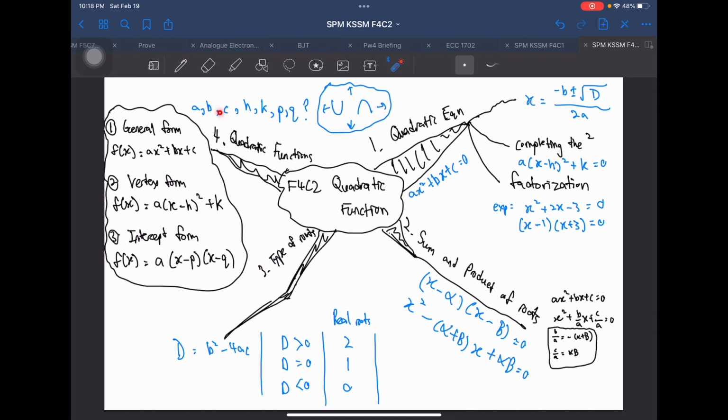And if b is positive, you move the graph to the right. If it is negative, you move the graph to the left. And c and k here are the vertical shift in this case. If c and k are positive, you shift the graph upwards. If negative, you shift the graph downwards. And this h is the same as this b. This p and q, as I said just now, are the x-intercepts of the graph.